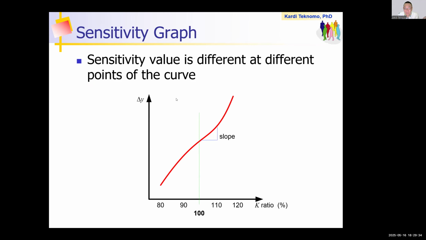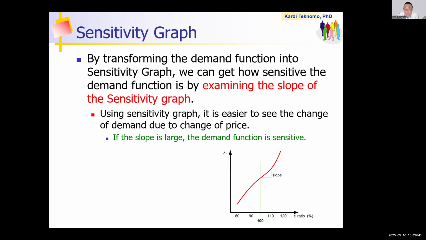If you get the sensitivity graph, then you can get the slope of this one. By examining the slope of the sensitivity graph, then you know how sensitive it is. If the slope is very big, the slope is just a trend, right? So if the slope is very big, then demand is sensitive. If the slope is almost flat, then the demand is not so sensitive. By plotting, you can start to see that.